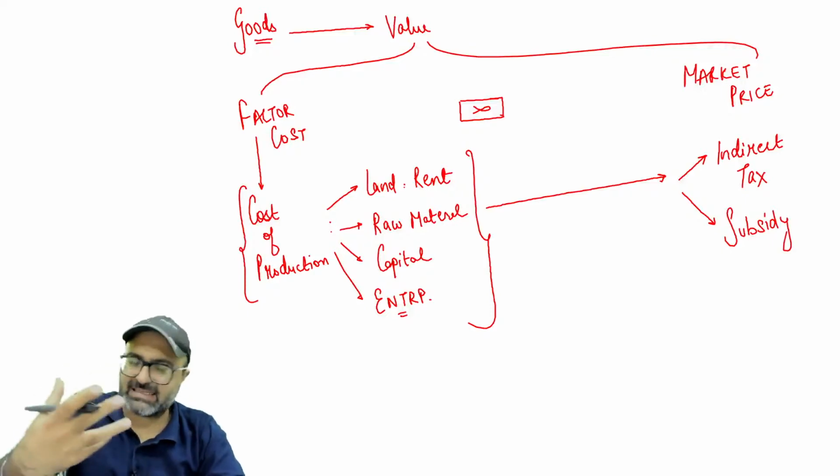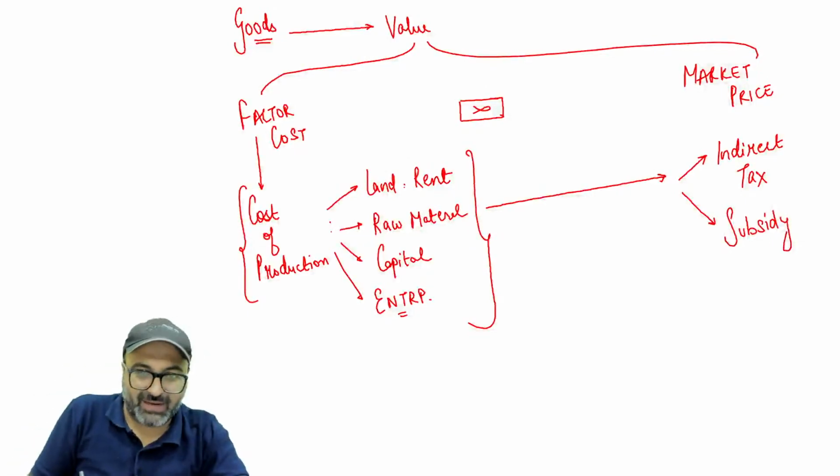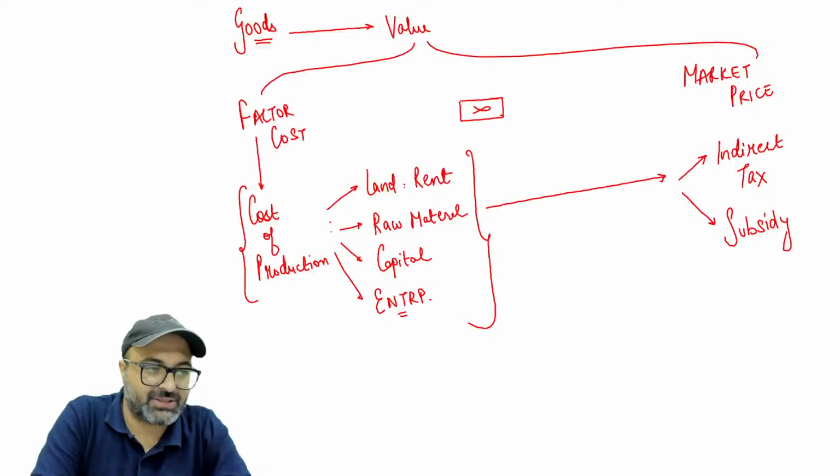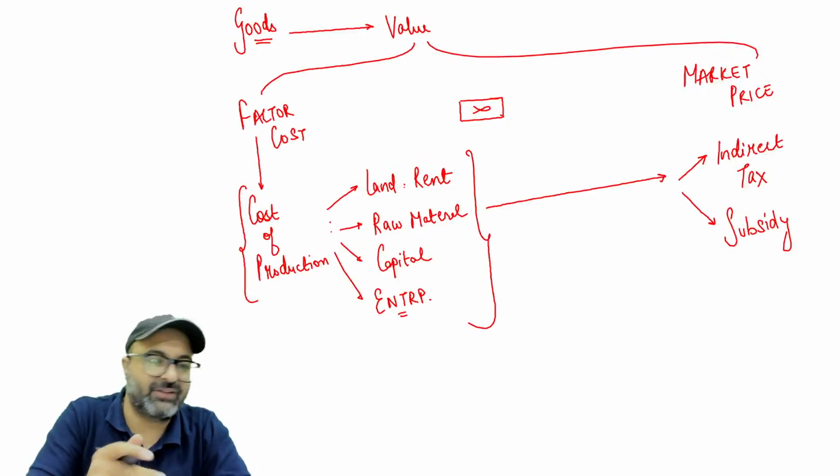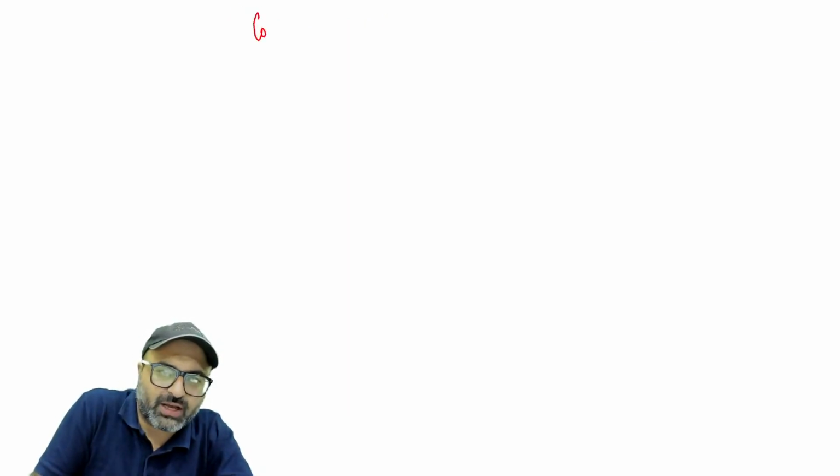Now I'll take an example to explain the same in a much better manner. So please pay attention, guys. You are going to enjoy this. I think you are going to understand GDP for the very first time. So if I go in this manner, then I would say cost of production.